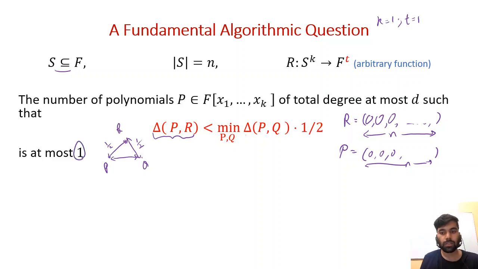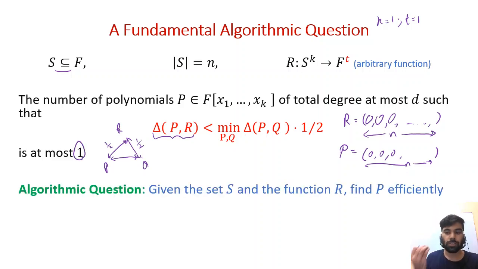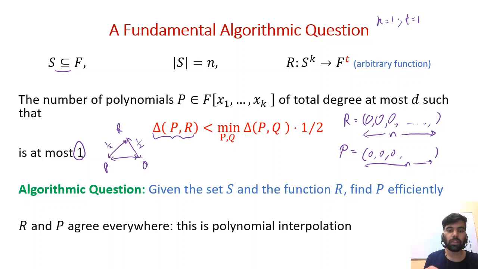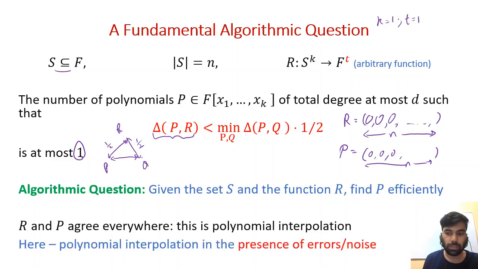And now comes the really interesting question. Can you do this algorithmically? Given a set S and the function R, can you find the closest polynomial P efficiently? This is a super interesting and a classically studied question. If P and R agree everywhere, this is what we would call polynomial interpolation, which we know how to do. The challenge here is P and R don't necessarily agree everywhere. They have some error and some noise. So this is polynomial interpolation in the presence of noise.